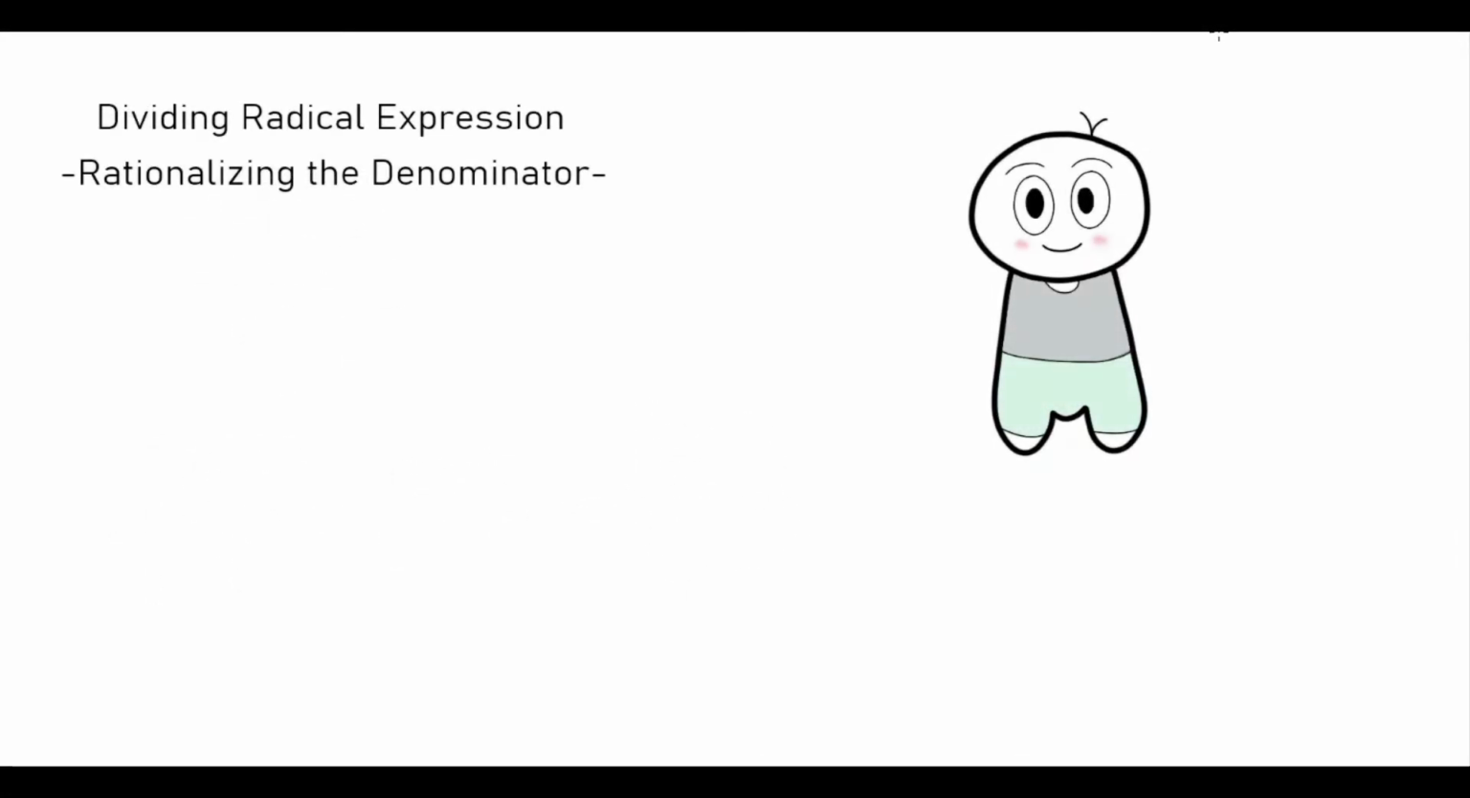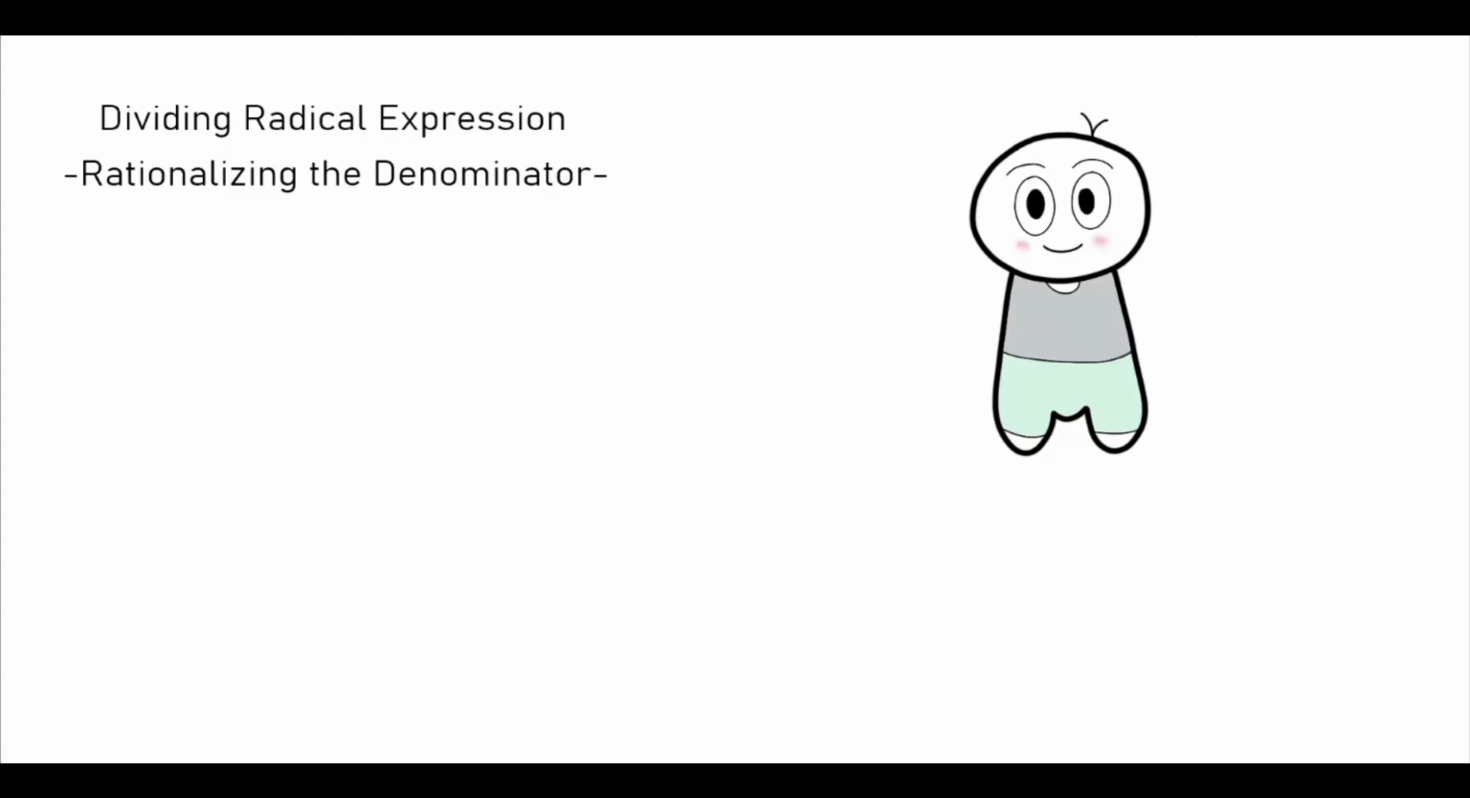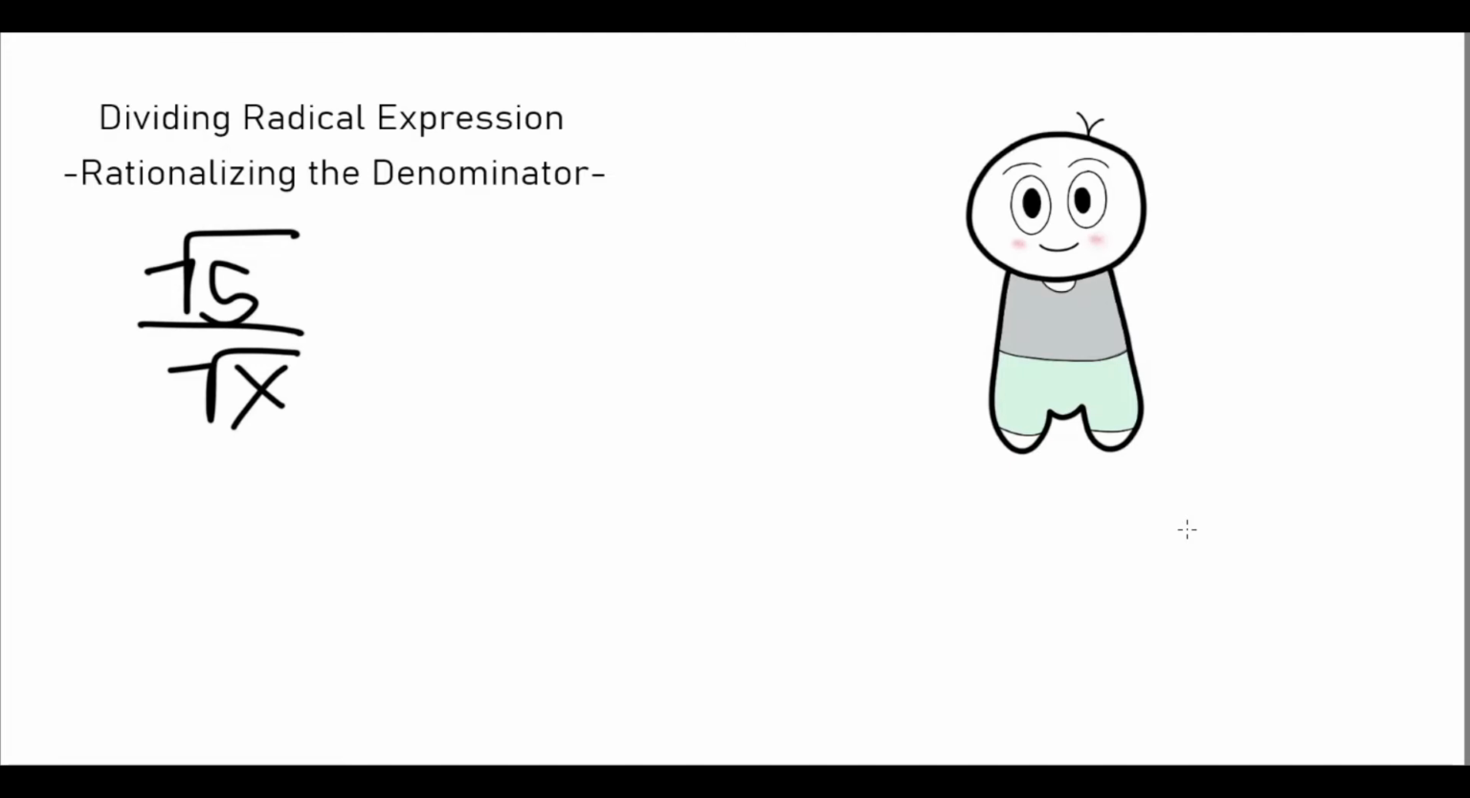So the last step in simplifying any radical expression is to make sure that there is no radical in the denominator. This is called rationalizing the denominator. To rationalize a denominator, you multiply the expression by an appropriate fraction that is equivalent to 1. For example, the square root of 5 over the square root of x. Because there is a radical in the denominator of this expression, we need to rationalize the denominator to simplify the expression.